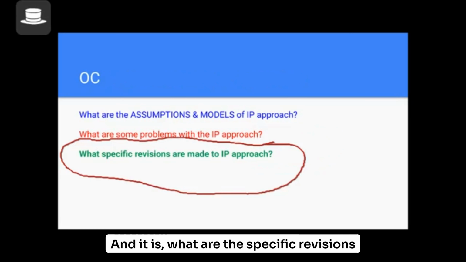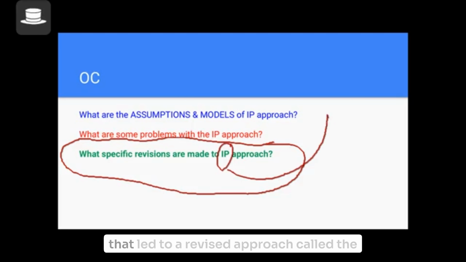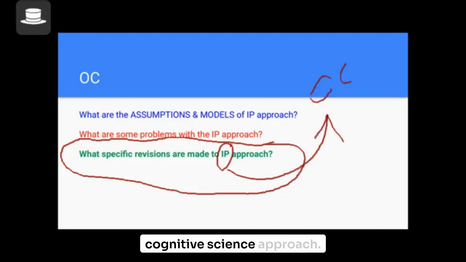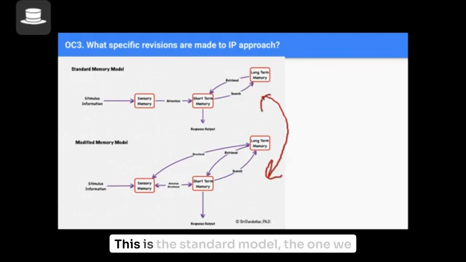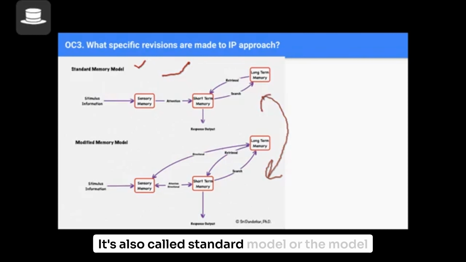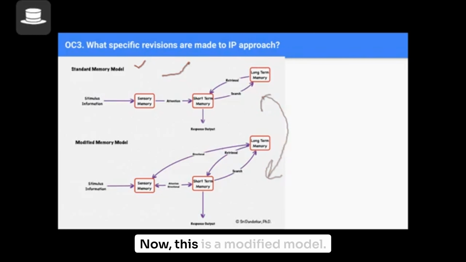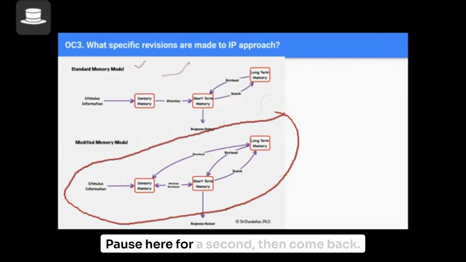Well, this brings us to the last outcome for this particular video: what are the specific revisions made to the strict information processing approach that led to a revised approach called the cognitive science approach? Pause here for a second and think about how these two models are different. This is the standard model, the one we discussed, the Atkinson and Shiffrin model. It's also called the modal model or the three-component model. Now, this is a modified model. How are they different? Pause here for a second, then come back.